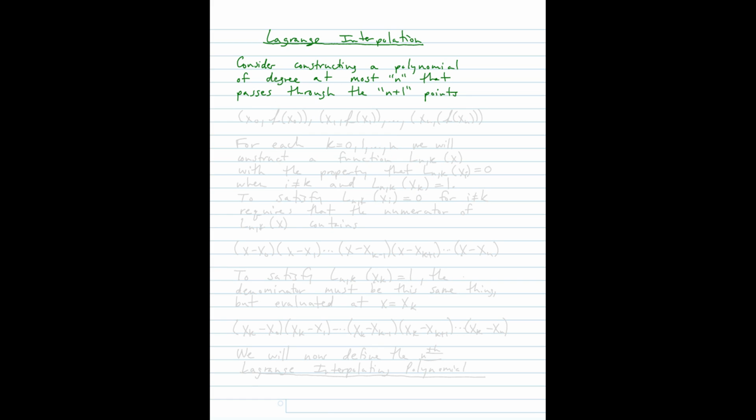And those points are given by x naught, f of x naught, x1, f of x1, all the way up until xn, f of xn. And for each k equals 0 through n, we will construct a function L with the property that L equals 0 when i is not equal to k, and L equals 1 otherwise.